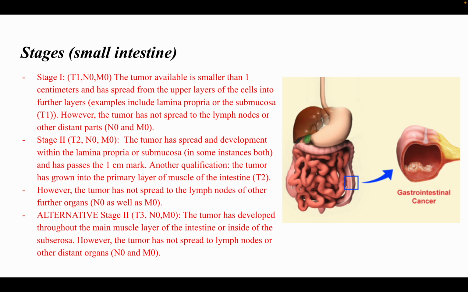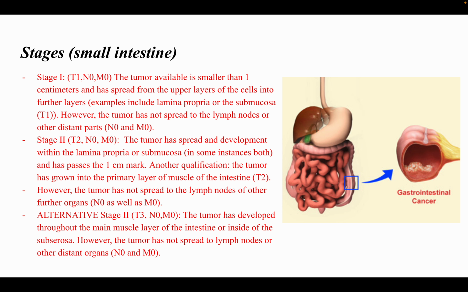Now, let's go over stage 1. In stage 1, the tumor is smaller than 1 centimeter and has spread from the upper layers of the cells into further layers. Examples may include the lamina propria or the submucosa. This earns its classification as T1. However, the tumor has not spread to the lymph nodes or other distant parts, earning its classification of N0 and M0.